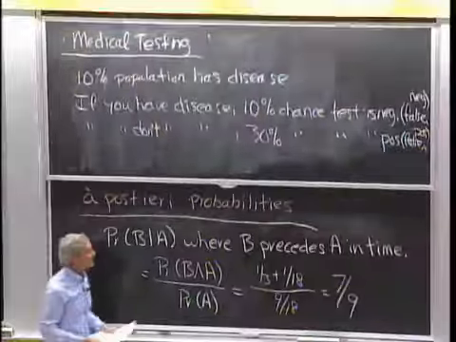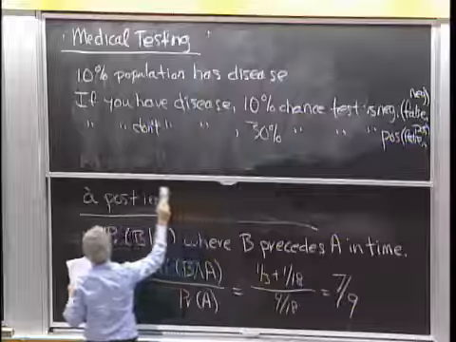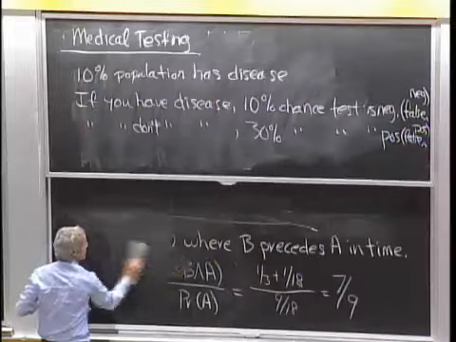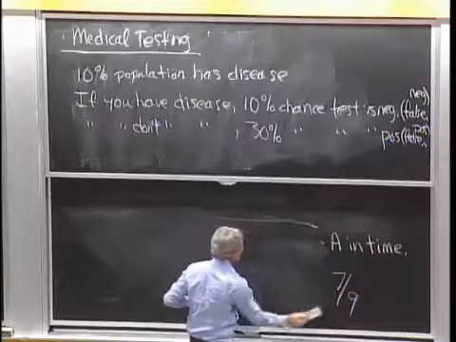Now, say you select a random person, and they test positive. What you want to know is the probability they have the disease, given that it's a random person.